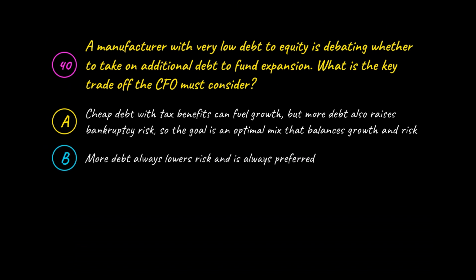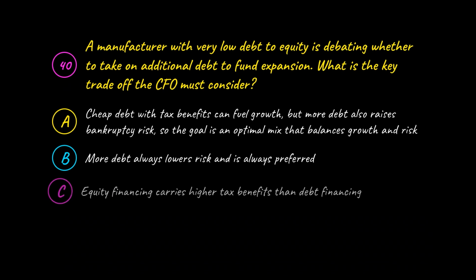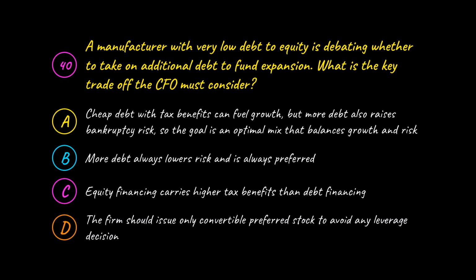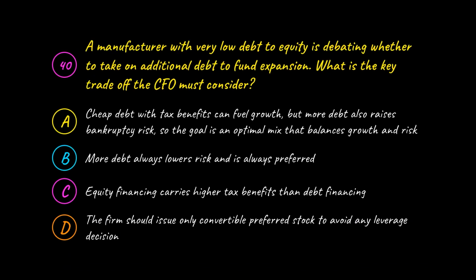B. More debt always lowers risk and is always preferred. C. Equity financing carries higher tax benefits than debt financing. D. The firm should issue only convertible preferred stock to avoid any leverage decision. Got a guess? Lock it in.